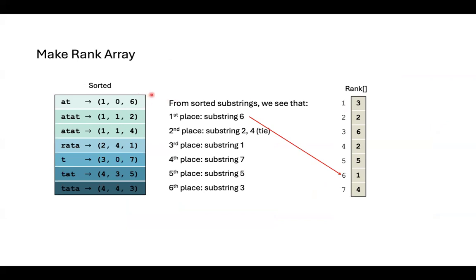You see that in first place, we have substring 6, again, reading off this index. And second place, we have a tie between substrings 2 and 4. And I can tell that it's a tie because I see these values 1, 1, 1, 1, they're the same. So from this, we're going to construct our rank array.